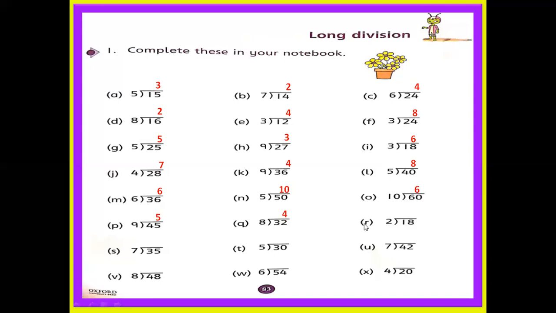Part 9: 18 divided by 2. Table of 2, easy for you. 2 ones are 2, 2 twos are 4, 2 threes are 6, 2 fours are 8, 2 fives are 10, 2 sixes are 12, 2 sevens are 14, 2 eights are 16, and 2 nines are 18. So 18 comes after multiplication of 2 with 9. So our answer is 9.